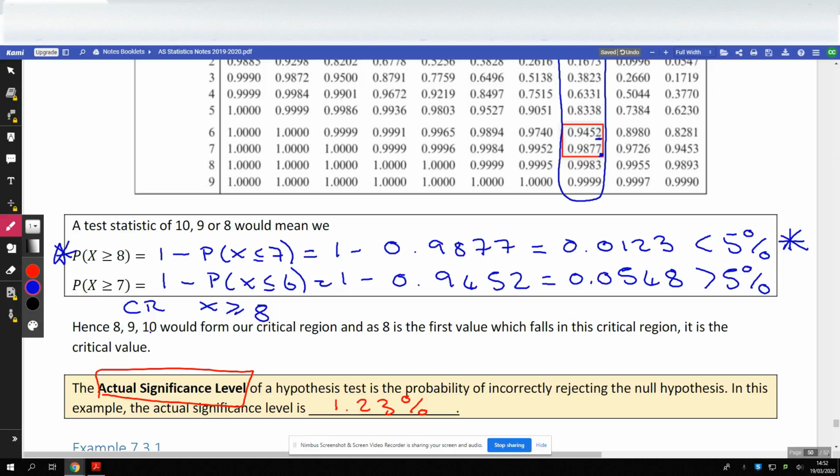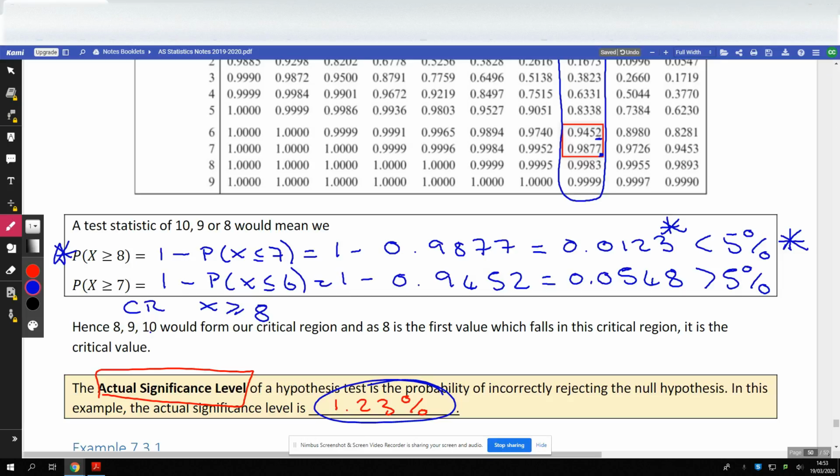H0. This section here, the actual significance level of a hypothesis test, is the probability of incorrectly rejecting the null hypothesis. All you have to do is read off the probability that you've just calculated in the question. So our actual significance level that we're using is 1.23%. 5% was just used as a guideline. 1.23% is what this distribution is actually giving us in terms of that question.